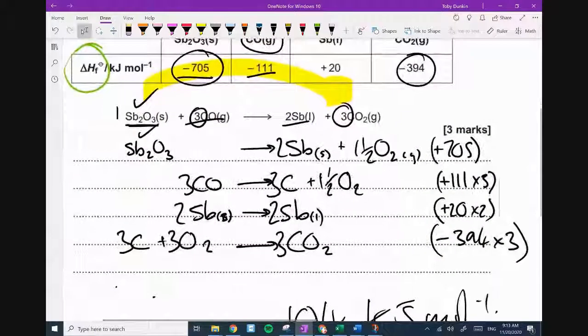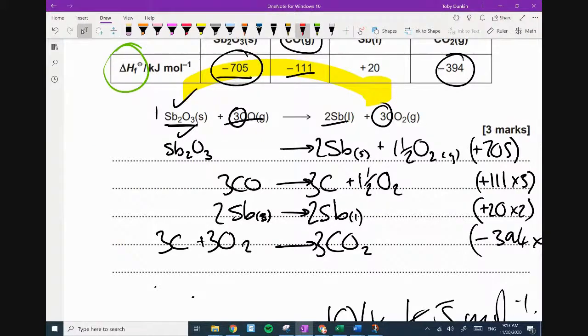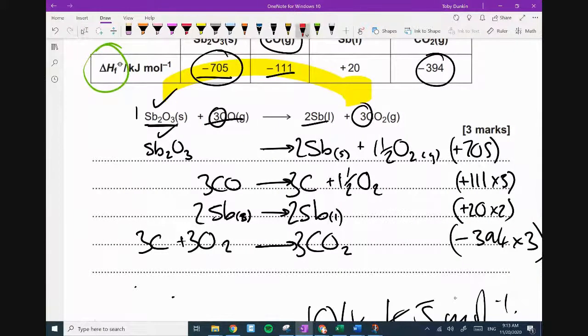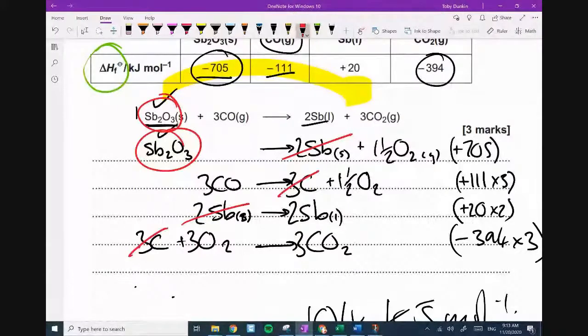Right. So now check the beautiful part of chemistry and how everything disappears. So I've got antimony solid on opposite sides. I've got 3 carbons on opposite sides, make them disappear. Next, I've got oxygens. I've got 1.5 and 1.5 oxygens on opposite sides. They all disappear, cancel out. Amazing. And what do I have left? The exact equation that I wanted.